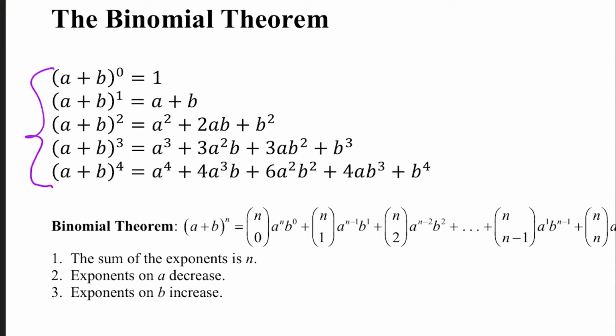Well, let's look at a plus b cubed. The exponents on a go down by 1 each time. The first term has a cubed, second term a squared, then a to the 0. But a to the 0 is 1, which is why it doesn't show up here. And then your exponents on b increase. So we start with b to the 0, which is why it's not here because that's 1. Then b to the first, b squared, b cubed. And you'll find that same pattern on a plus b to the 4th.